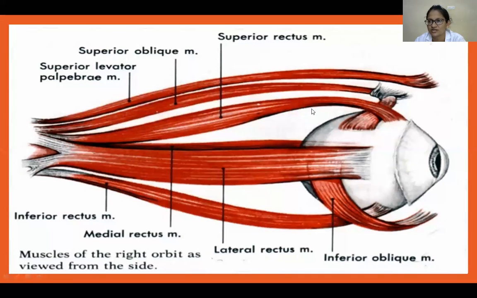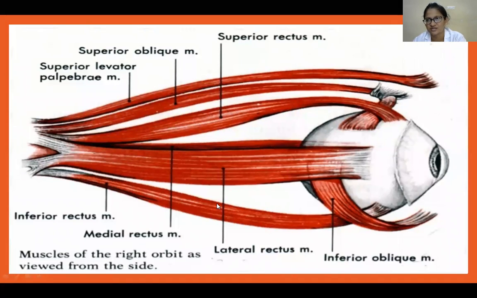Rectus muscles are 4 in number: superior rectus, inferior rectus, medial rectus and lateral rectus. This is the superior rectus, this is the medial rectus, this is the lateral rectus and this is the inferior rectus muscle. Next, this is the superior oblique muscle and this is the inferior oblique muscle. And here is the levator palpebrae superioris. All together they are called the 7 muscles.